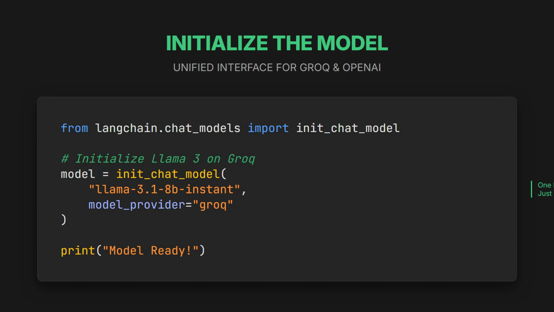If you ever want to switch to GPT-4o, you don't need to rewrite your logic. You just change that one string to OpenAI, and everything else keeps working perfectly. This flexibility is essential for modern AI development.